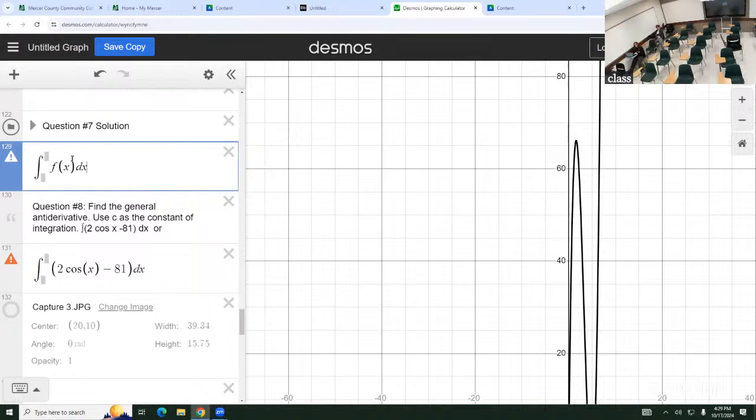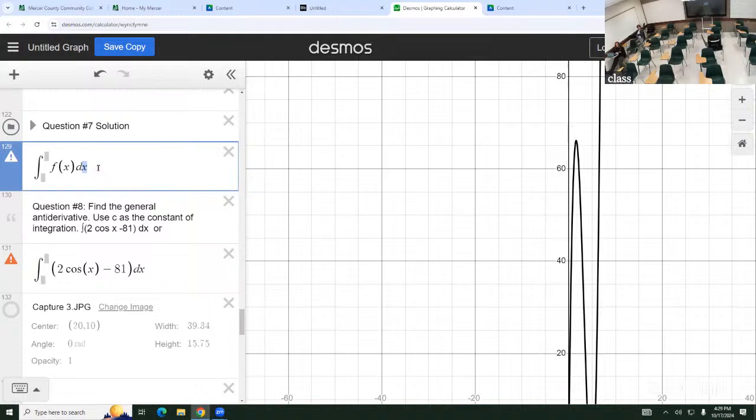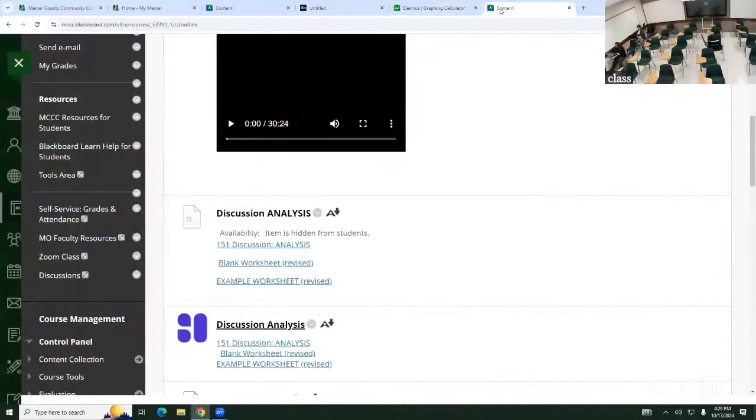Integral of f of x dx. That dx is just the differential, and you just say dx. Okay? f of x is whatever's inside here, and you might have to say something with parentheses or whatever, and then the integral. Okay, that's the notation.